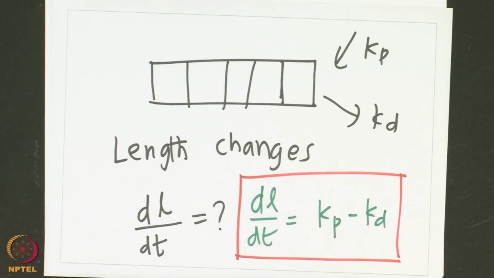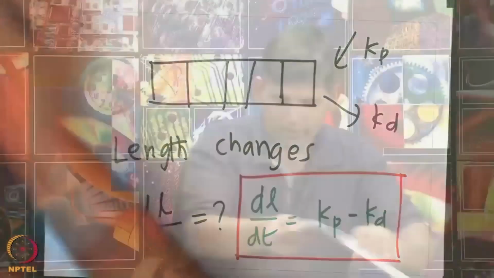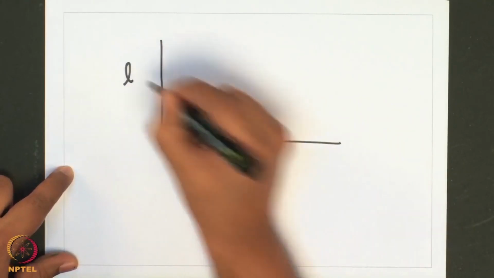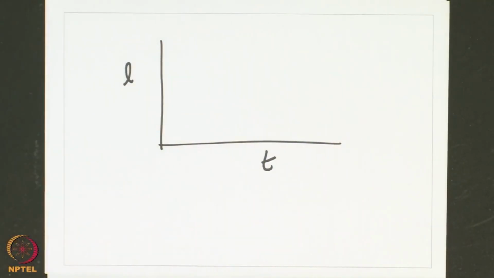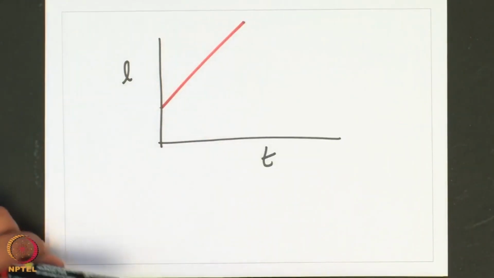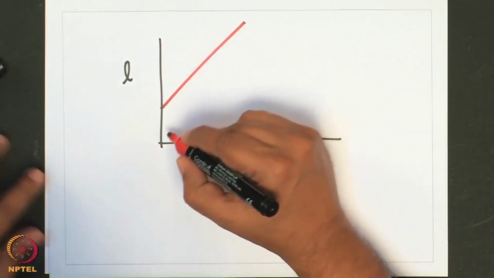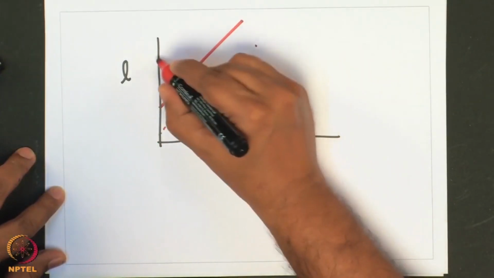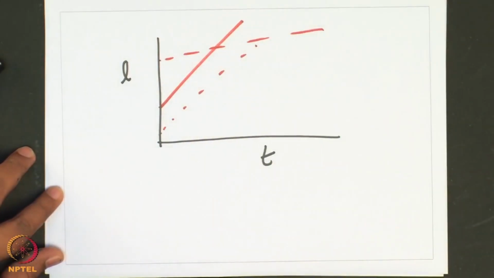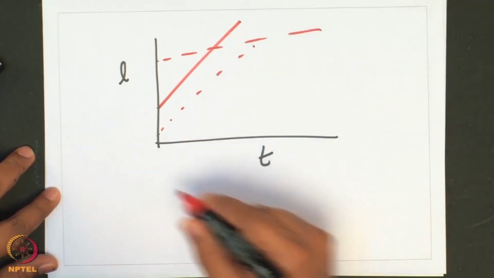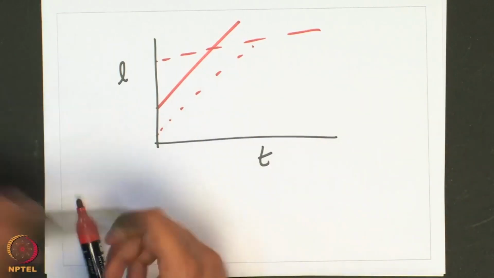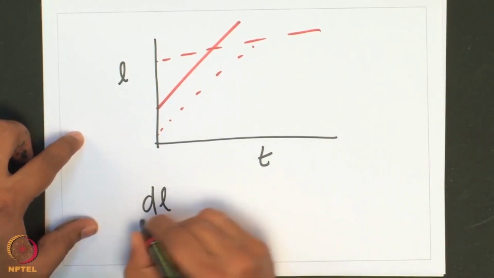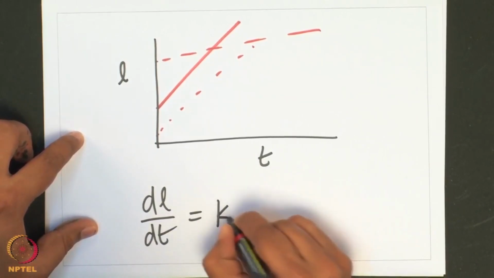So, if I know the derivative, or if I know the slope, can I know the L, right? Think about it, what we know: we want to know L versus T, and we have some curve. This curve could be here, or it could be here, or it could be like this, or it could be any curve. We do not know what the curve is, but there is some curve L versus T. Its slope is dL/dt. So, this is Kp minus Kd.